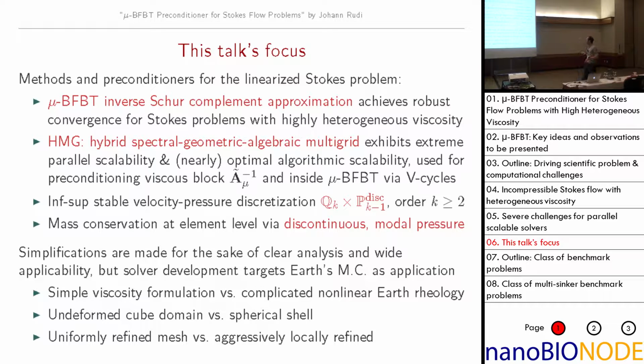The discretization will be inf-sup stable. I would consider it a quite advanced discretization. It has Q_K elements, order K, for the velocity, and P_(K-1) with a discontinuous modal pressure space for the pressure.